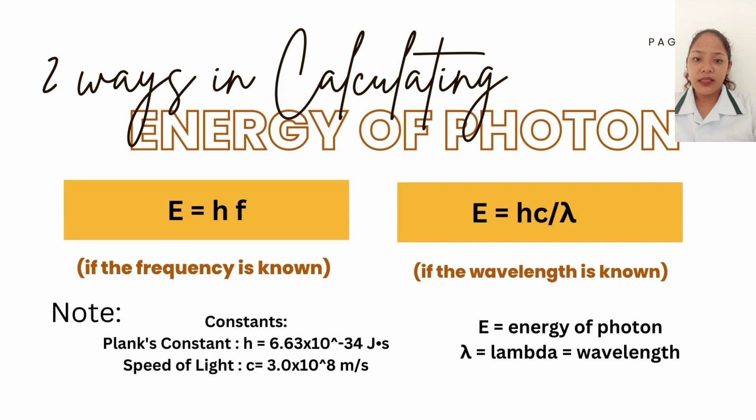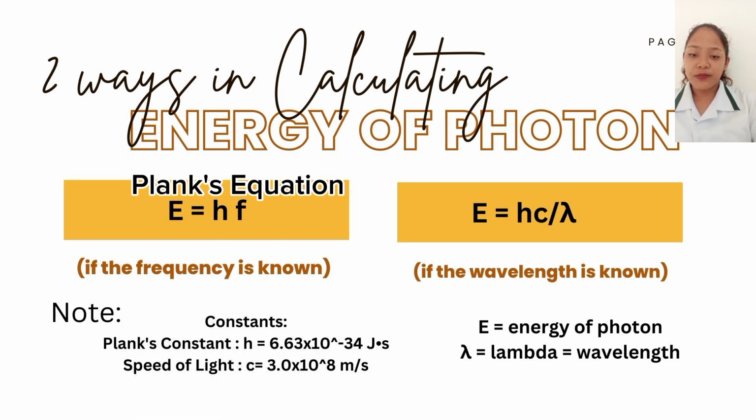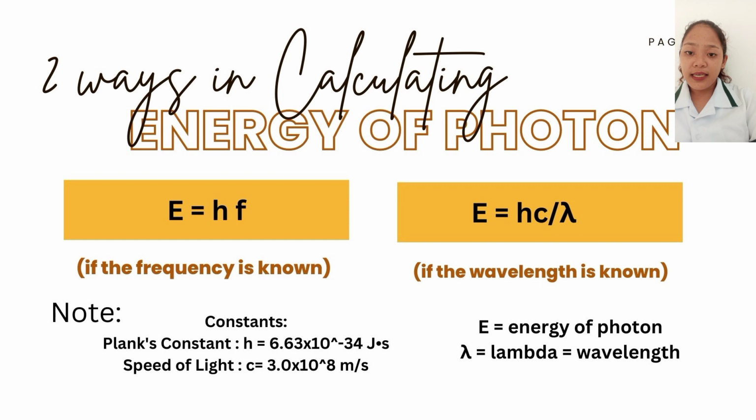So how do we calculate the energy of photons? Correct. Photon energy can be calculated in two ways. First, if the photon's frequency is known, we can use the formula E is equal to h times f. Max Planck proposed this equation, which is why it is known as Planck's equation. Second, if the photon's wavelength is known, the photon's energy can be calculated using the formula E is equal to h times c divided by lambda.